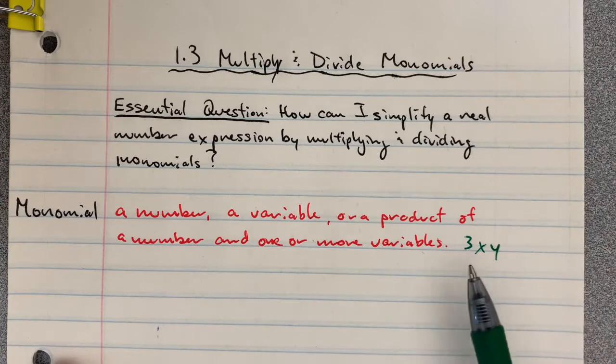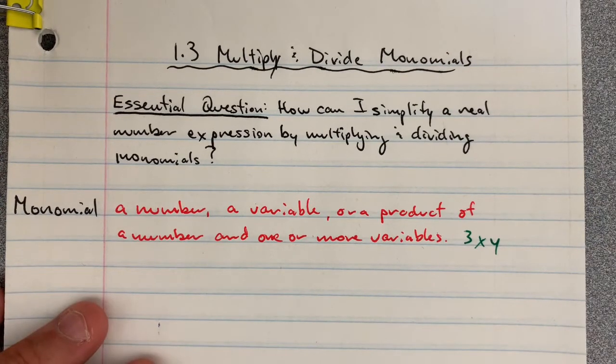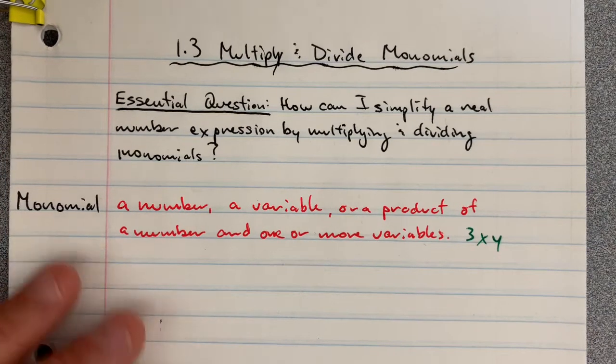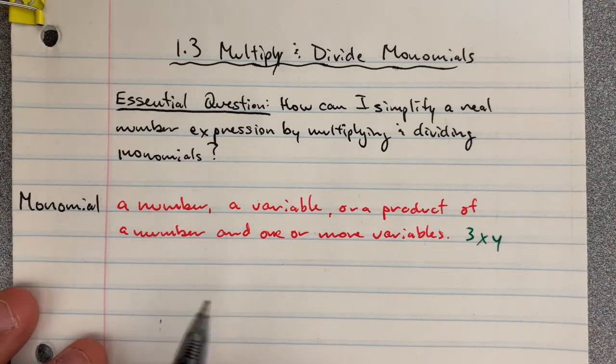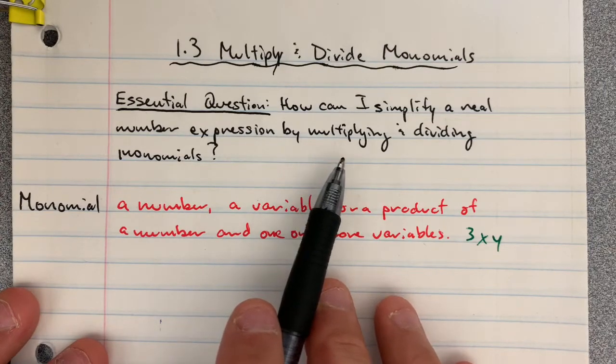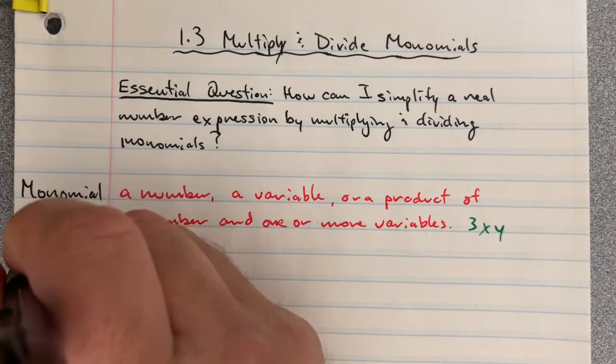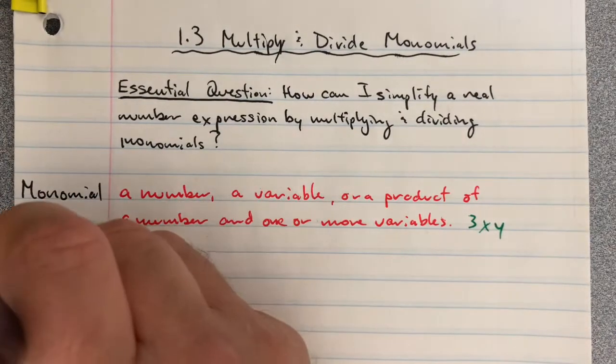Okay? It might just be a number by itself. It might be a number that has an exponent connected to it. Okay? So we're looking here today to how can I simplify expressions multiplying and dividing. So let's start with multiplying, and this is called using product of powers.